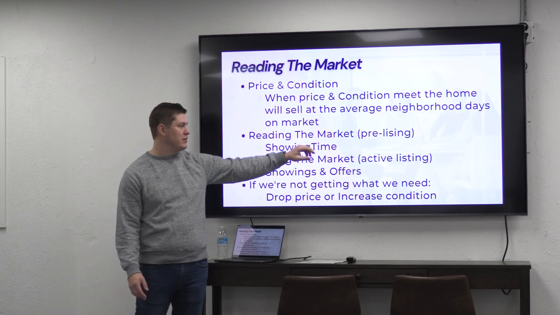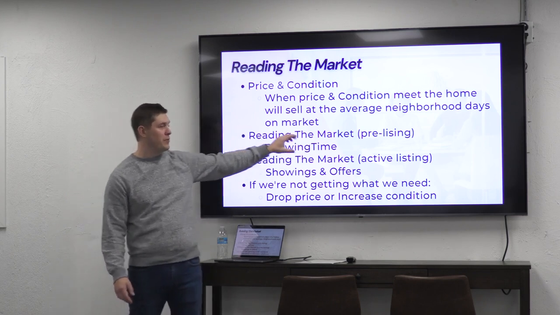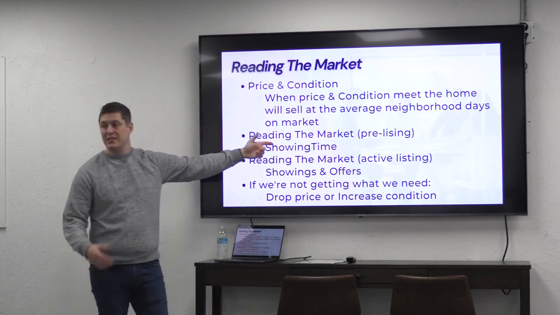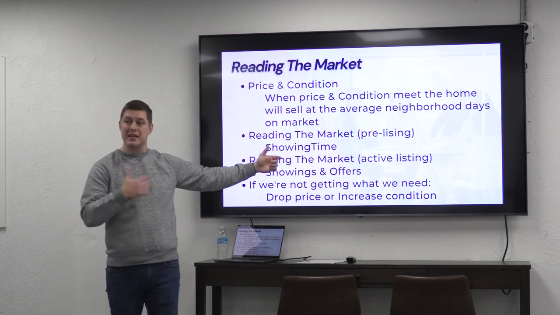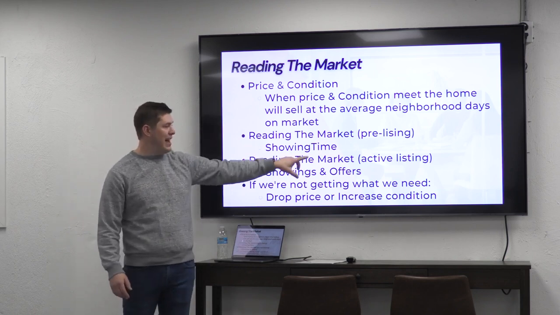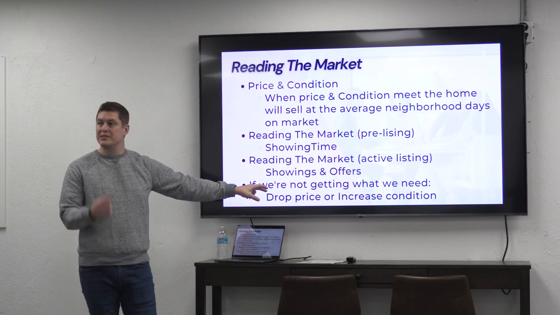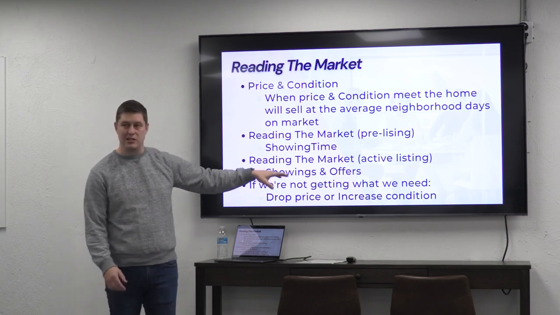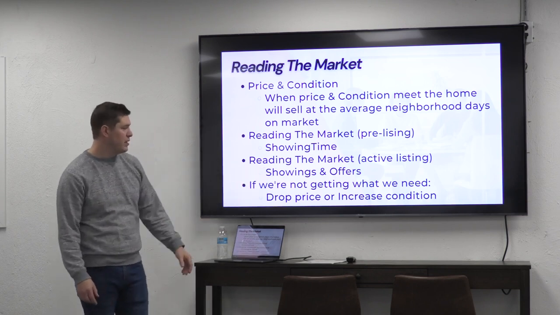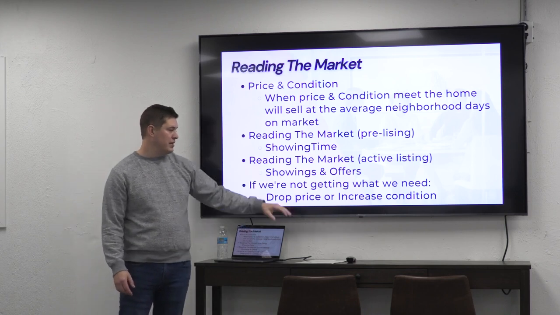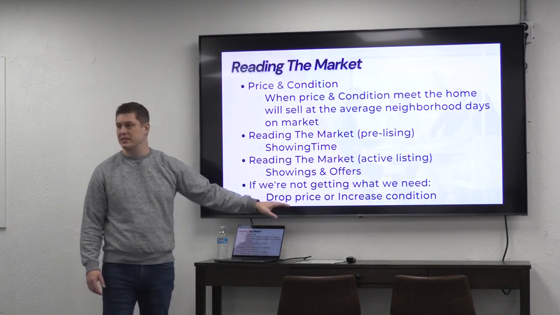Reading the market, there's two ways to read a market. One is reading the market pre-listing, and this is giving expectation to your sellers. Here's what I can expect to happen. And then reading the market active listing. This is reading what's actually happening. This is getting showings and offers. If we're not getting what we need, drop the price or increase the condition.